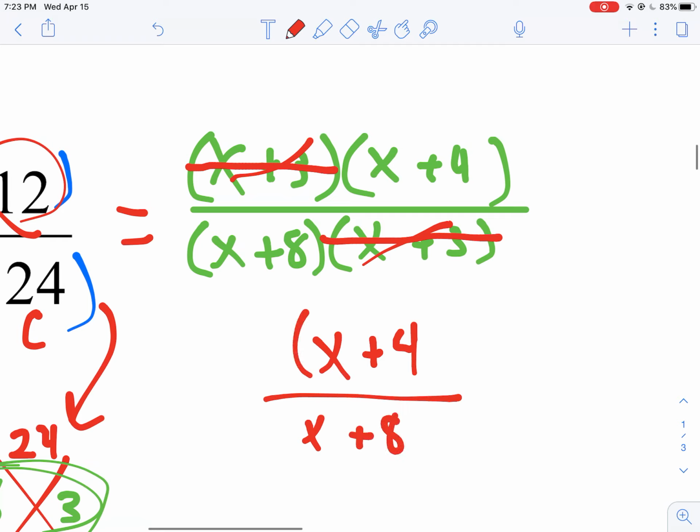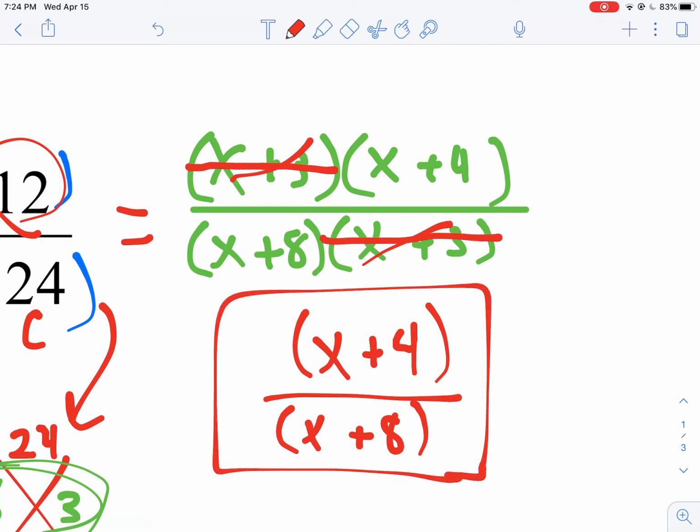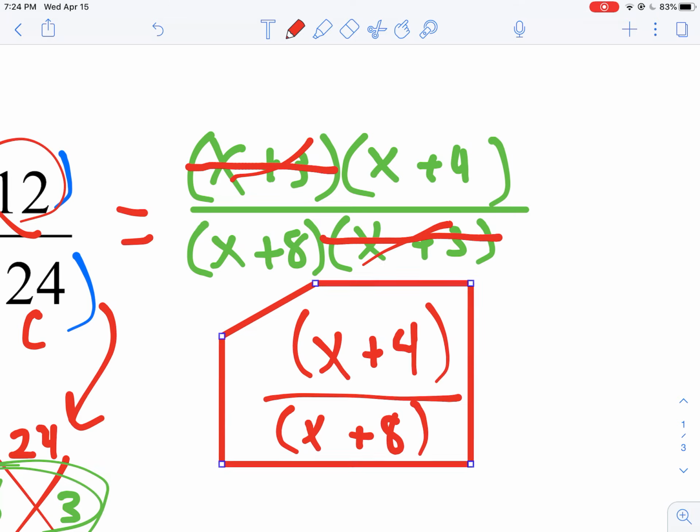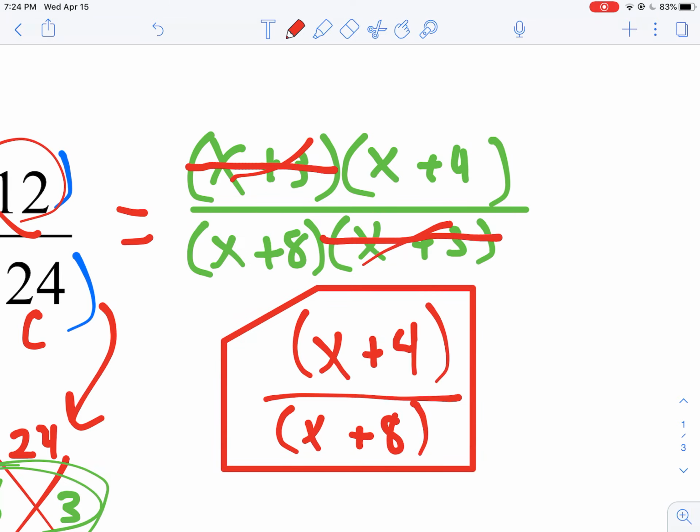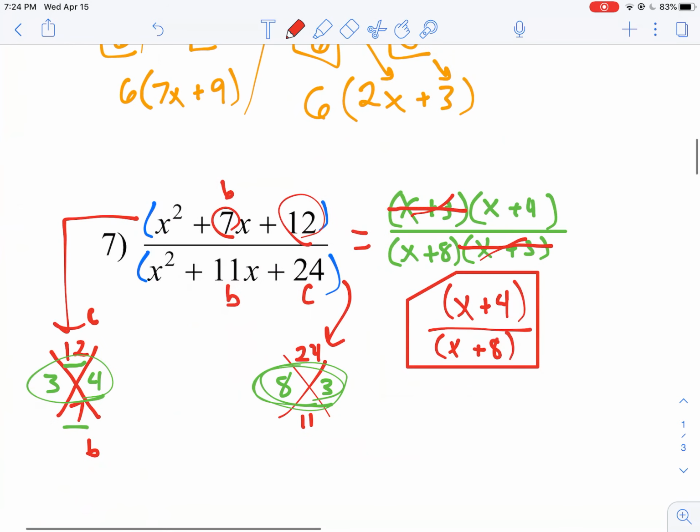I said you could leave the parentheses, or if you want to take them off at the end, you can. I would just leave them in parentheses, honestly. That might be a little much. Oh, that's kind of a cool little box, but whatever. There you go. All right, so there it is. That's simplifying rational expressions by factoring.